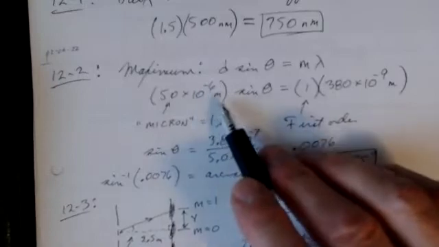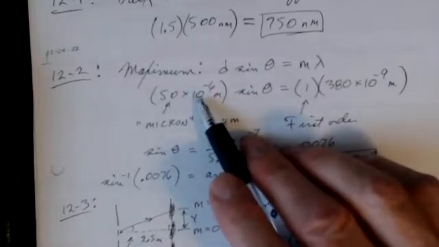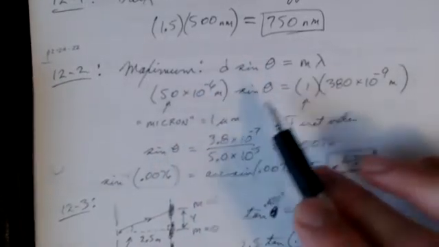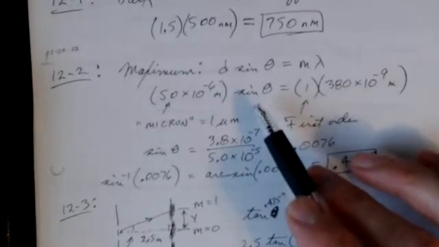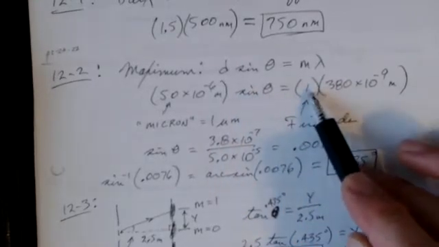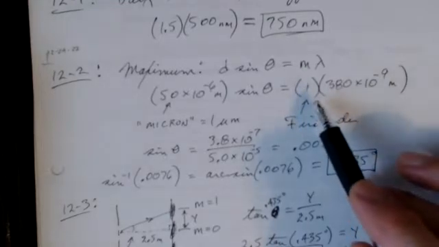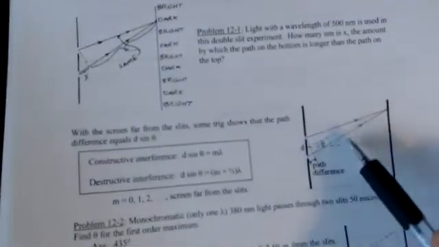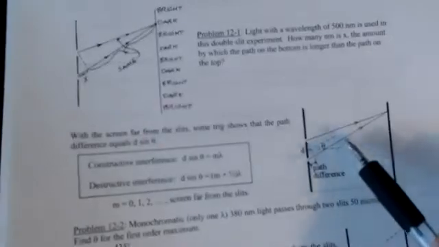50 micrometers, micro means 10 to the negative 6. Theta is the angle that we're going to solve for. M is the order number. The question says this is the first order maximum in the pattern. In other words, this is where you have constructive interference because these two rays differ by one wavelength.